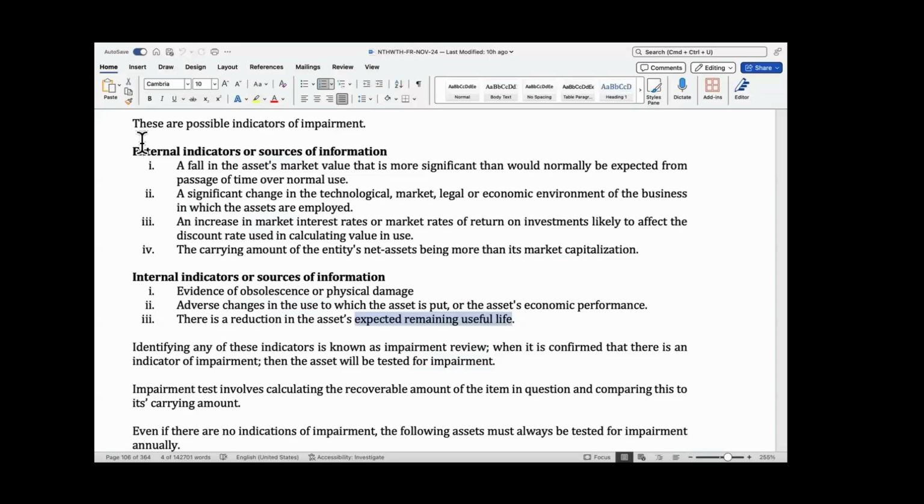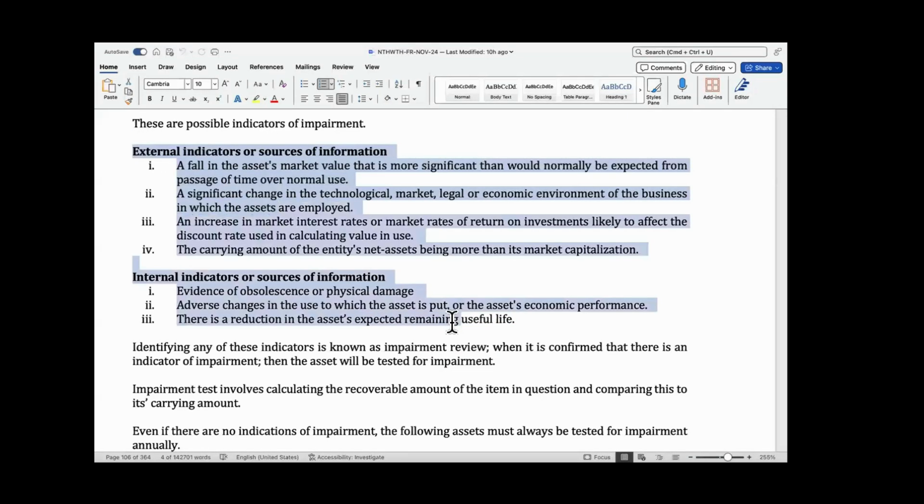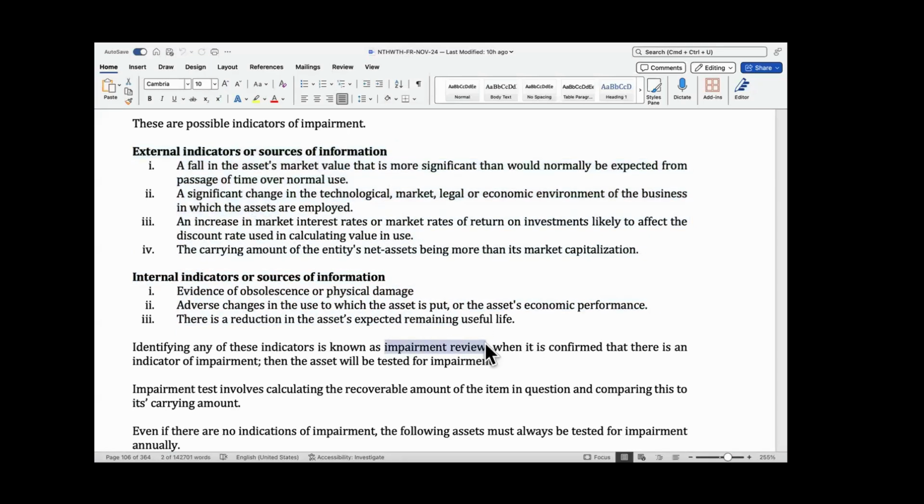You see, when you carry out or check for these indicators, we call it impairment review. So when it is confirmed that one of these indicators is present, then the next stage is that the asset will be tested for impairment.